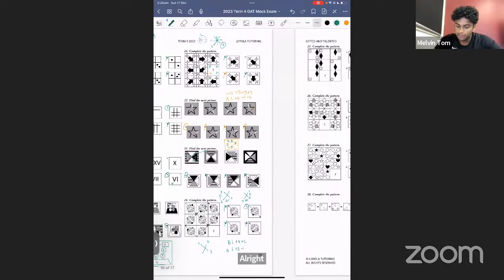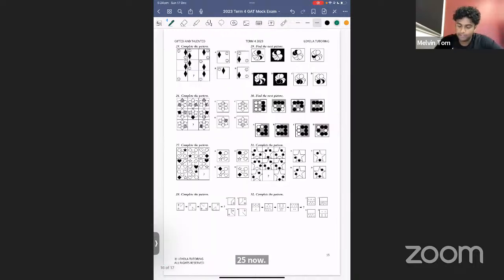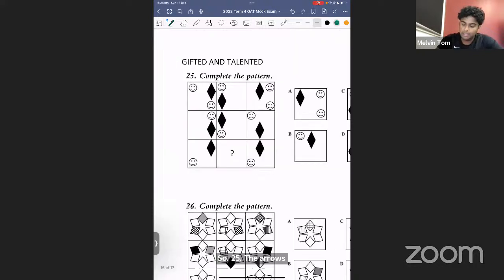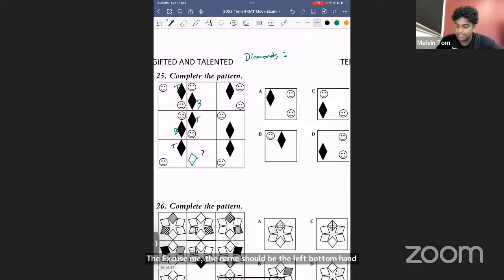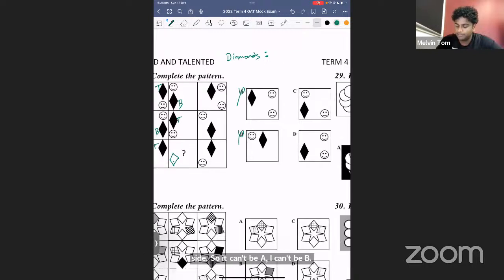Let's take a look at 25 now. So 25, the diamonds itself are fairly straightforward. Basically, the diamonds go to the top, to the bottom, to the top. Bottom, top, and it should be at the bottom. So the diamond should be the left bottom hand side. So it can't be A, and it can't be B. It has to be C or D.